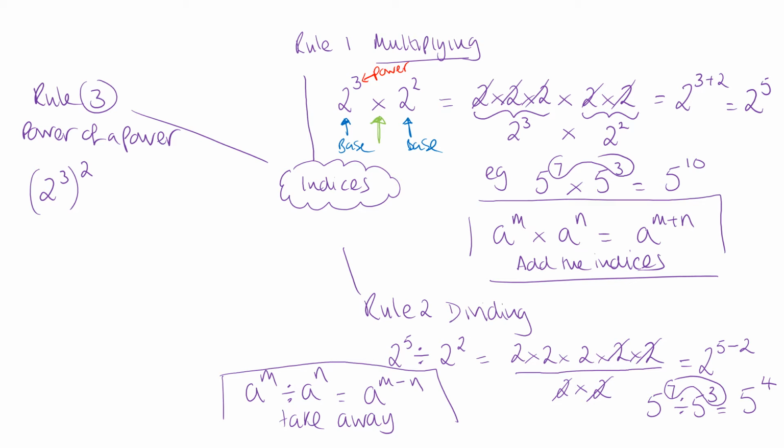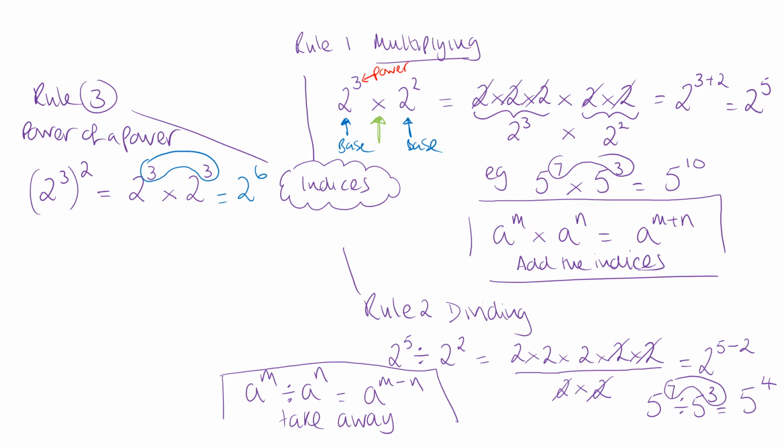We've got one power, the 2 cubed, and we are raising it to another power. We are squaring. Now squaring means times by itself. So if I wrote this out a different way, I would be doing 2 cubed times by itself. So that means times by 2 cubed again. Now from rule 1, what did we do? We added those indices. So that would be 3 plus 3, 2 to the 6.